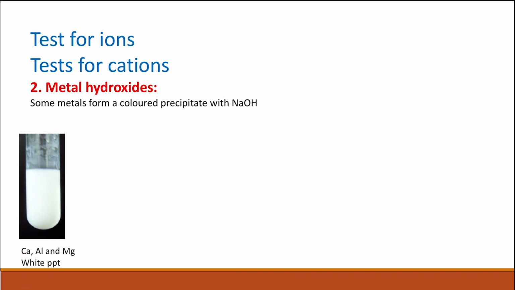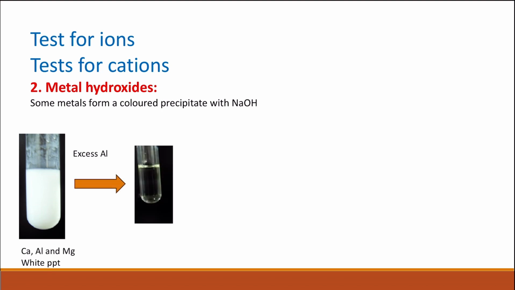For example, if you have calcium, aluminium, or magnesium, all of these with sodium hydroxide will give you a white precipitate. Aluminium is even more distinctive because if you add excess of the sodium hydroxide, then the solution will turn back into a clear solution. So the precipitate will redissolve and will give you a clear solution. So this is very distinctive for aluminium.